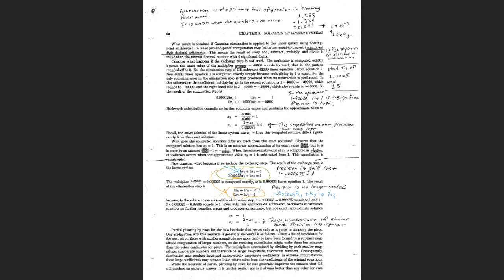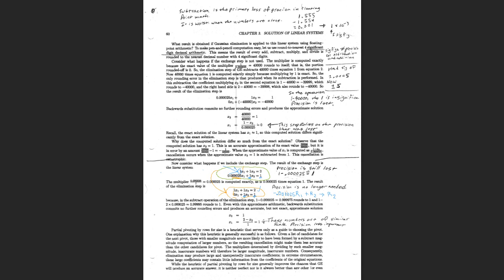So the first row stayed the same. And what happened though here? The one here and the one here didn't change. Now, why is that? Well, let's talk about that.